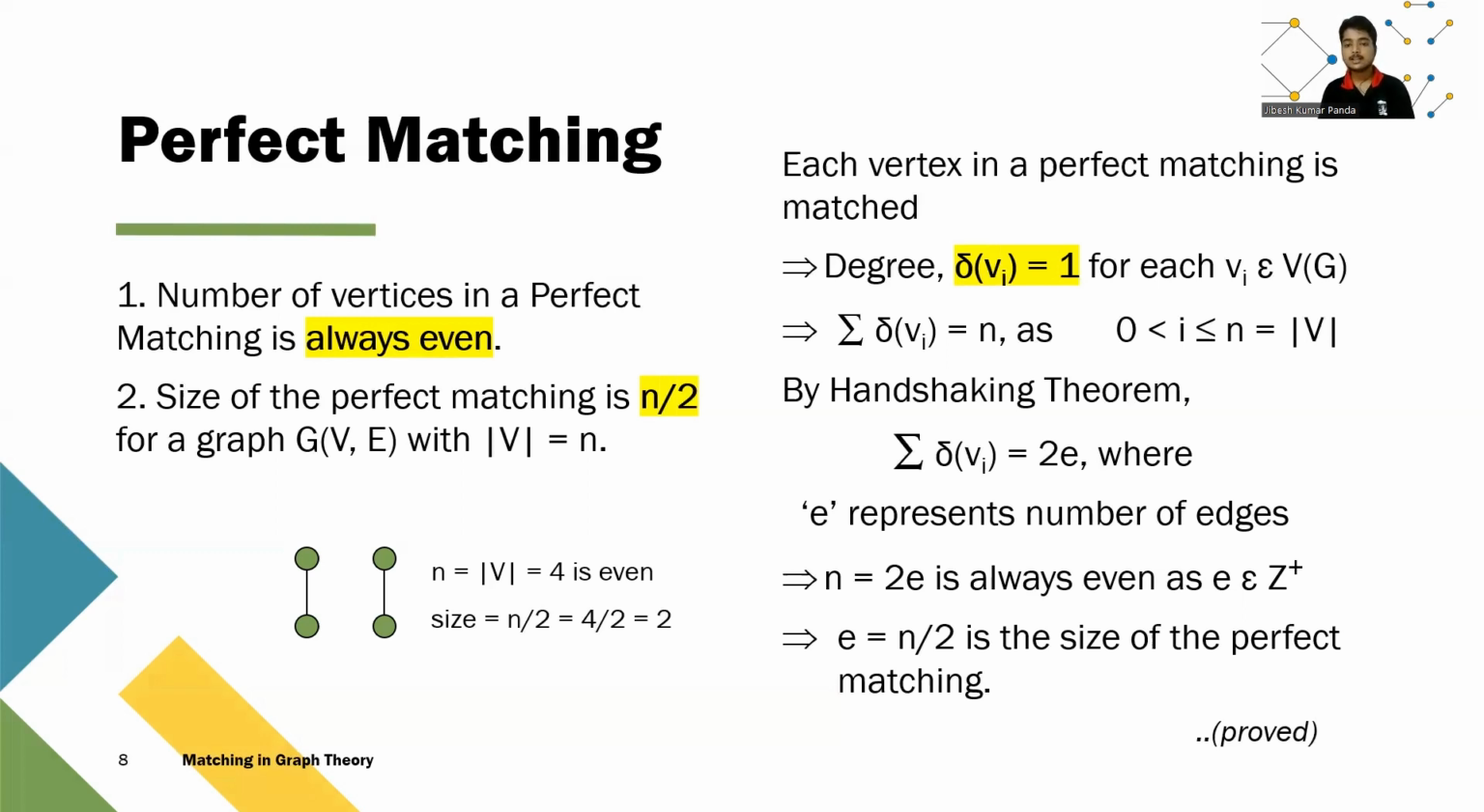Here the degree sum is n, so n is twice the number of edges. Means n equals 2e. The number of edges e is always a positive integer. Consequently, the number of edges will be equal to n/2. Means the size of the perfect matching is always equal to n/2, where n represents the number of vertices in that graph.